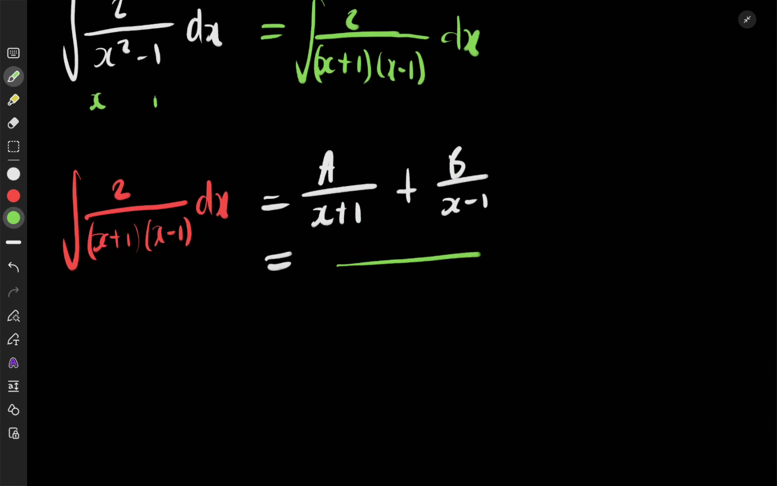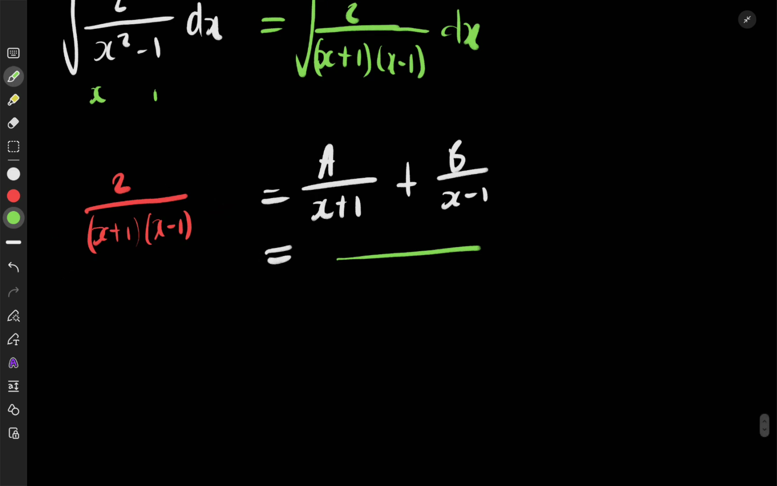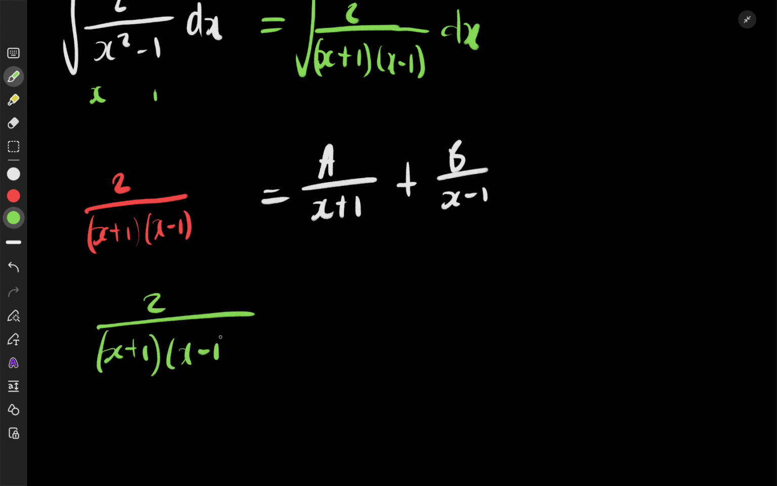By doing what? First of all, have the common denominator. We are not yet doing the integral, sorry. We're first doing with this. We are not yet doing the integral. So this is going to be like this. And you can say that 2 over x plus 1 multiplying x minus 1 is going to be equal to, I need to have this as the same thing. x plus 1 multiplying x minus 1. We need a common denominator. The left and the right should have the same denominator.